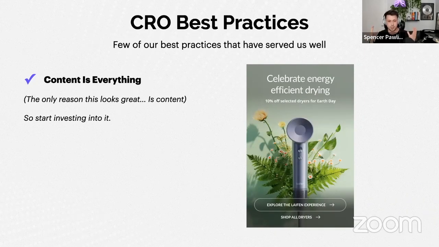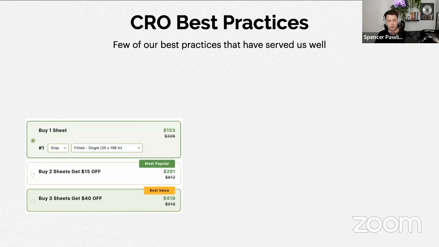Some of the best CRO things that you can do is just go and get better product images. Make it easier for people to understand your product with imagery and with content. That also includes videos as well. Another thing that I love seeing is people who run bundles. If you can run bundles, definitely continue doing it.